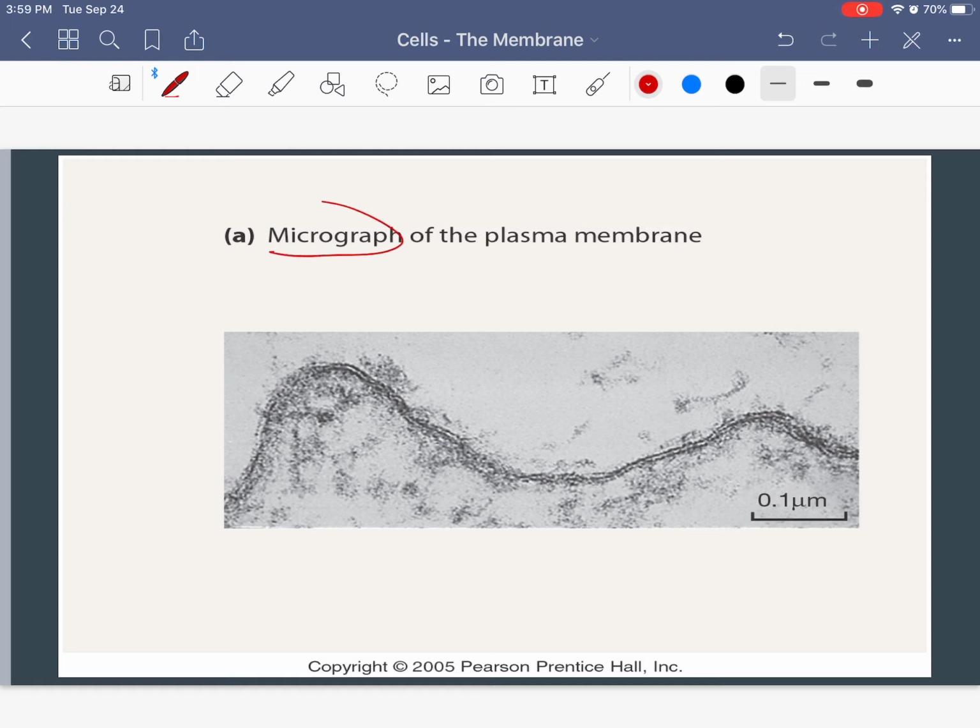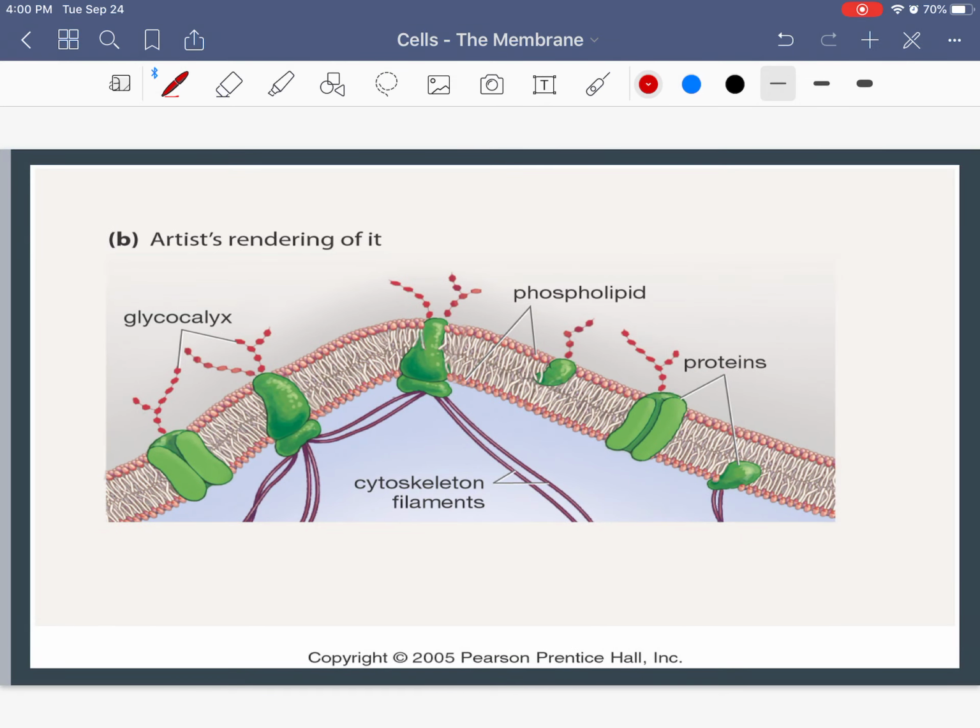And what we have here is a micrograph, and a micrograph is just basically a picture taken through a microscope, and in this case we're looking at a bilayer. You can see, especially like right here, where there are two layers in this plasma membrane. All right, and so it's showing us that bilayer. And this is an artist's rendering of the same thing. And you can see all the different structures that help to make up that phospholipid bilayer.